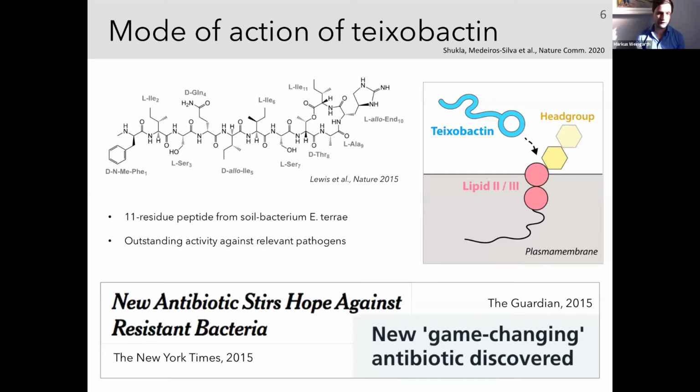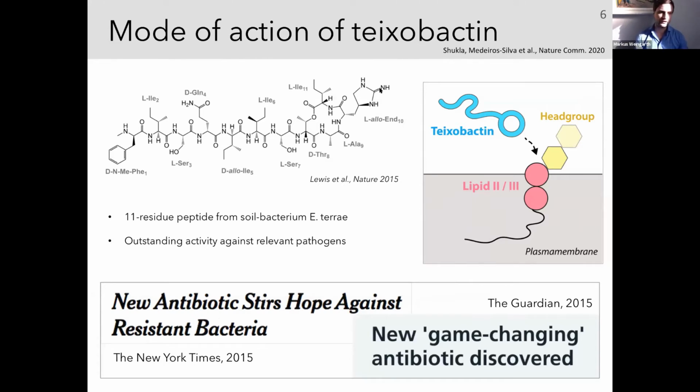Tioxobactin was discovered 5 years ago in a really spectacular paper that has been cited around 2,000 times by now. And the discovery of tioxobactin really made a tremendous splash. It was globally heralded as a wonder drug, as a game changer in the combat against multi-drug resistant bacteria. And tioxobactin has a real perspective. It is pretty far in clinical trials.